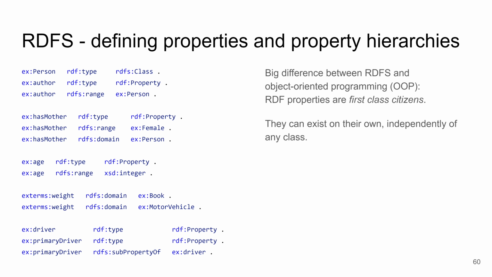But there is a catch. Remember what I said about the range, and it goes for domain as well. Whenever you use the property, it means that the object, in case of range, or the subject, in case of domain, is of a type which is specified here as RDFS domain or RDFS range. In this case, it means whenever you use the weight property, the subject is of a type book and the subject is of a type motor vehicle, which is nonsense, right? Because then you would have one subject which is both a book and a motor vehicle, which should not happen.